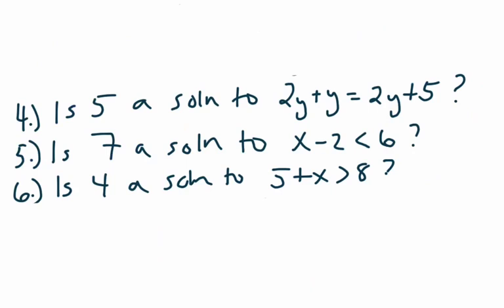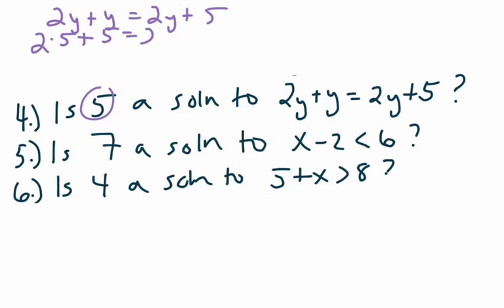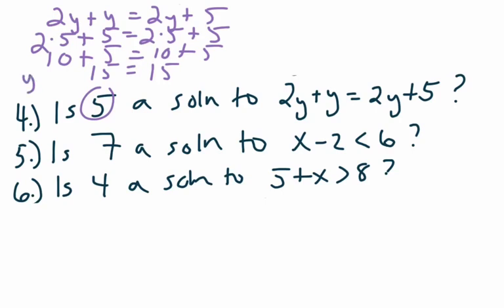Number 4: is 5 a solution to this lovely hot mess? 2y plus y is equal to 2y plus 5. So we're going to take the 5 here and plug that in. So we'll have 2 times 5 plus 5 is equal to 2 times 5 plus 5. And a lot of you are going to say, wait a minute, that's the exact same thing on both sides. Do you really need to go further and do more? No, not really. But we will for practice. 2 times 5 is 10. 2 times 5 is 10. And then 10 plus 5 is 15. But if you were taking a standardized test, you would stop the moment you realized that was a true statement. So this is yes.